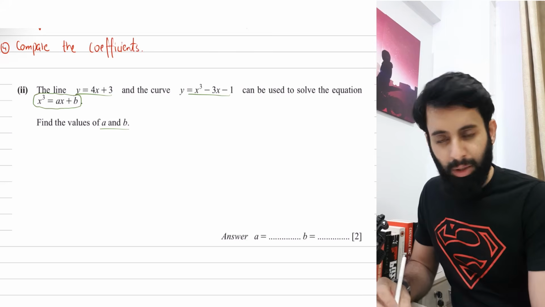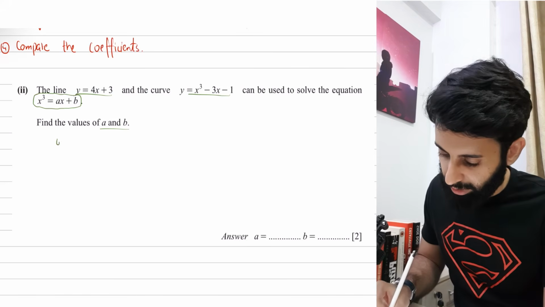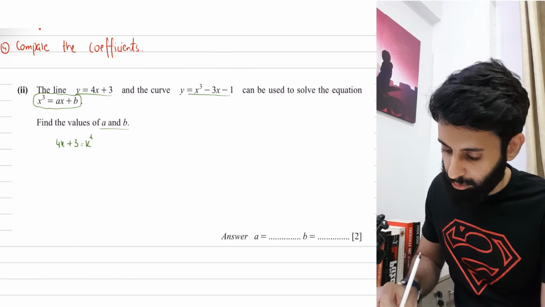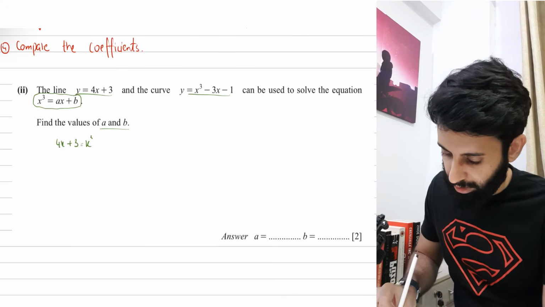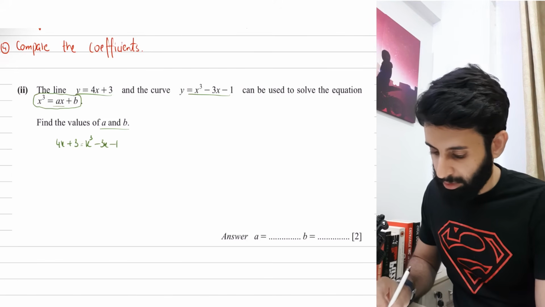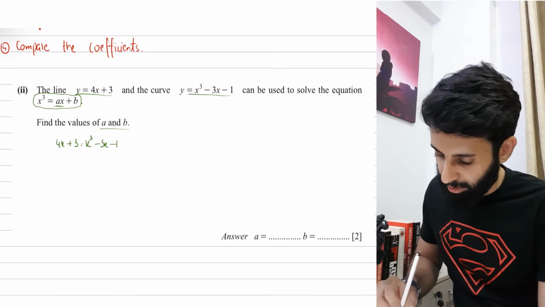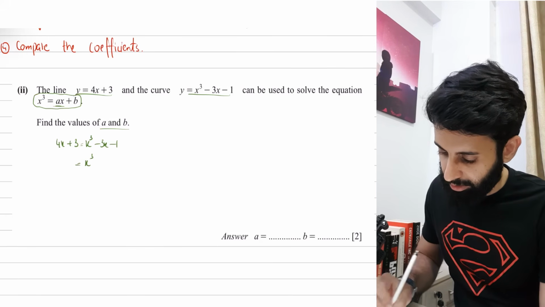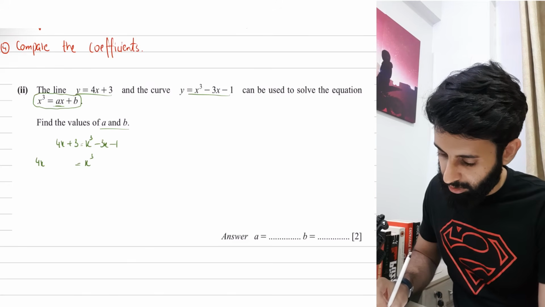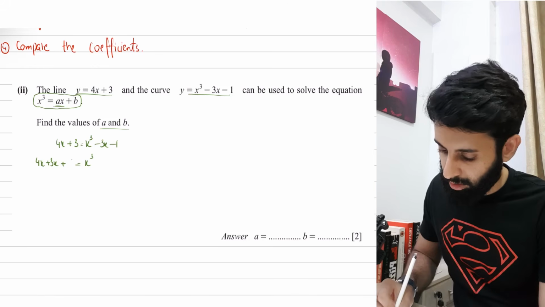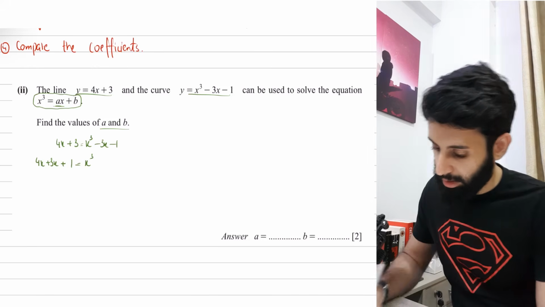Luckily here we don't have to make y the subject because that's already been done for us. So I'm going to jump straight to step 2, which is to equate the two equations. So I'm looking at 4x plus 3 equals x cubed minus 3x minus 1. Now I want to bring it into the form that the question has, so it's easy for me to compare. So I'll keep x cubed on this side and take everything else over to the left hand side. So that means I have 4x plus 3x and plus 1, and plus 3 from before.